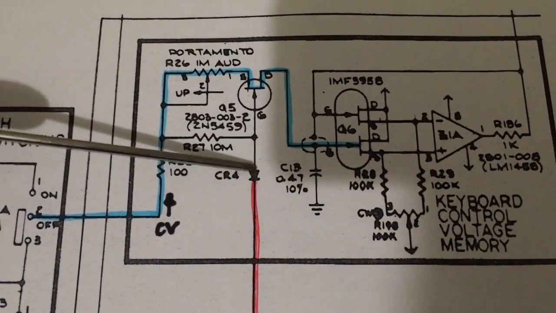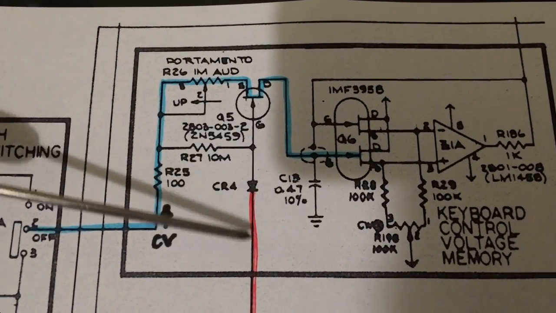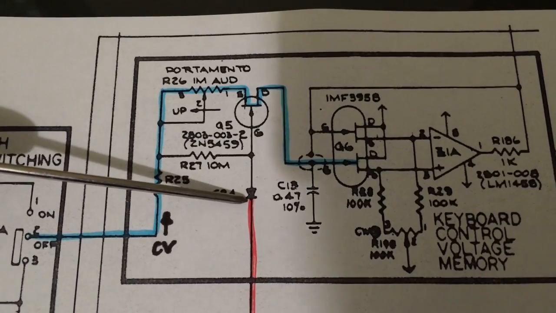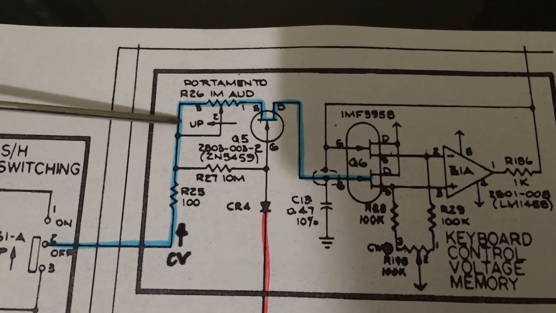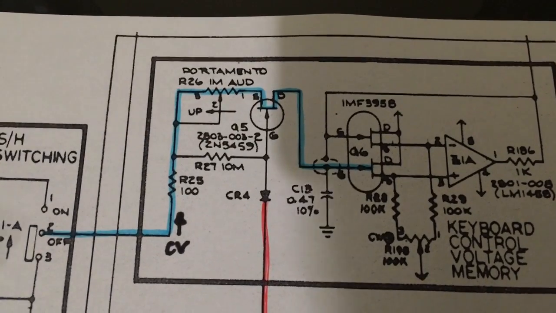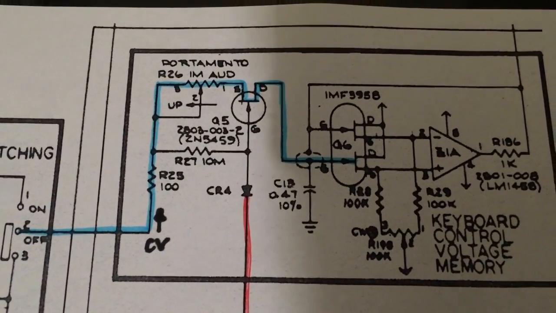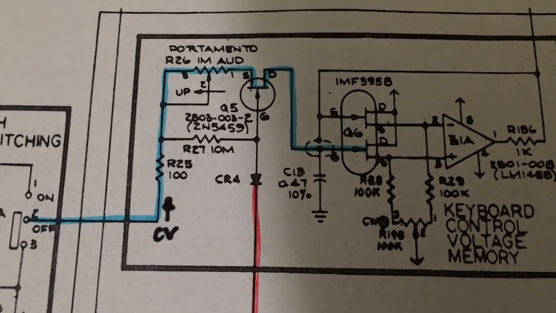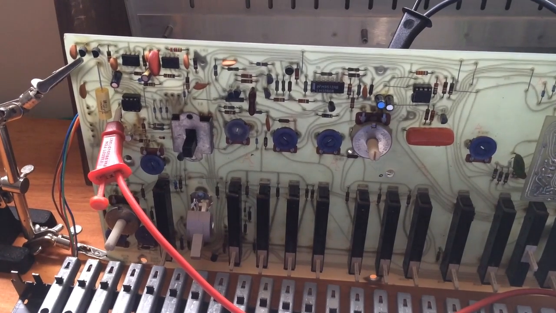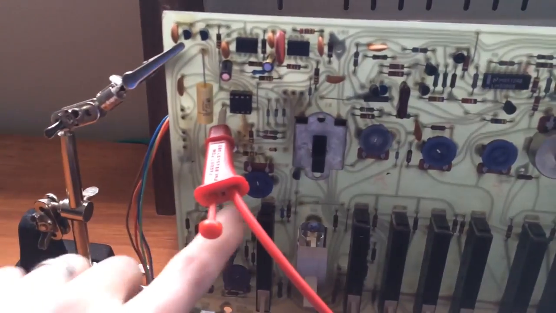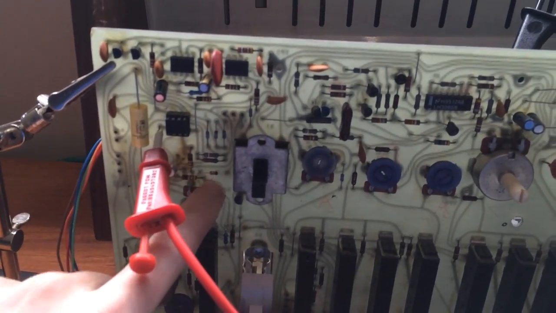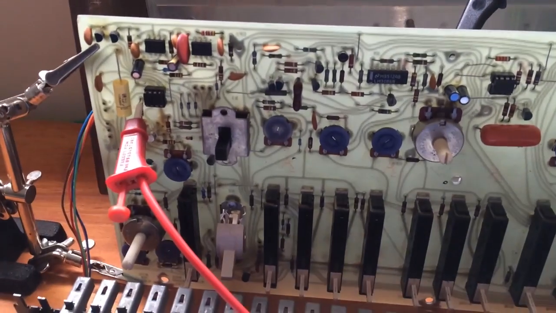So once I replaced this diode, that positive voltage when the key is down got blocked again, and it allowed the keyboard CV to pass through unaffected. So that was it. So once I replaced the diode, it was fine. Okay, so the Portamento and sample and hold circuit's been fixed. I just replaced this little diode here, and I'm ready to test now.